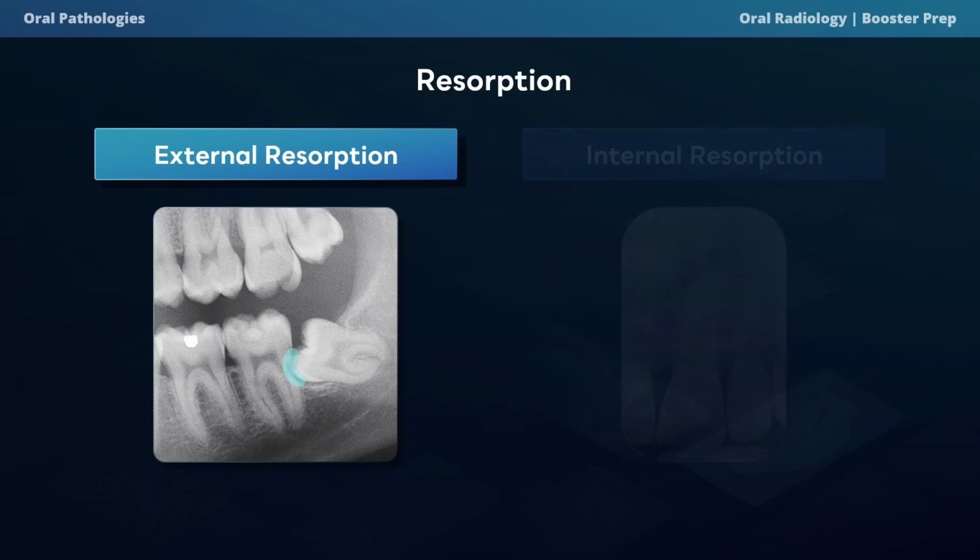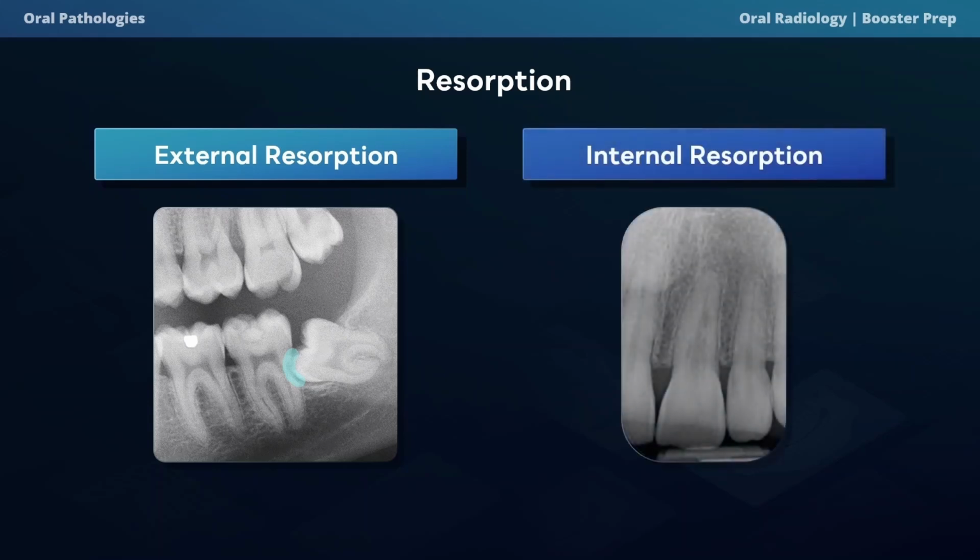Meanwhile, on the right-hand image, internal resorption occurs when the tooth structure is lost from inside of the root canal due to inflammation of the pulp tissue. And this can sometimes occur during whitening procedures when there is poor canal sealing during internal bleaching, which can lead to internal resorption.